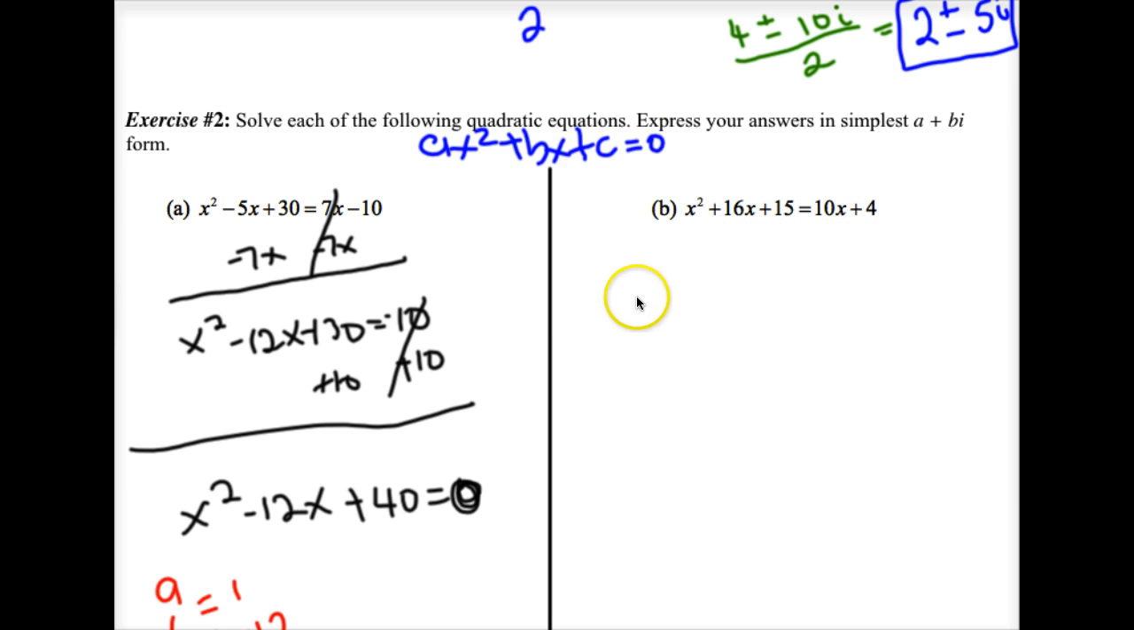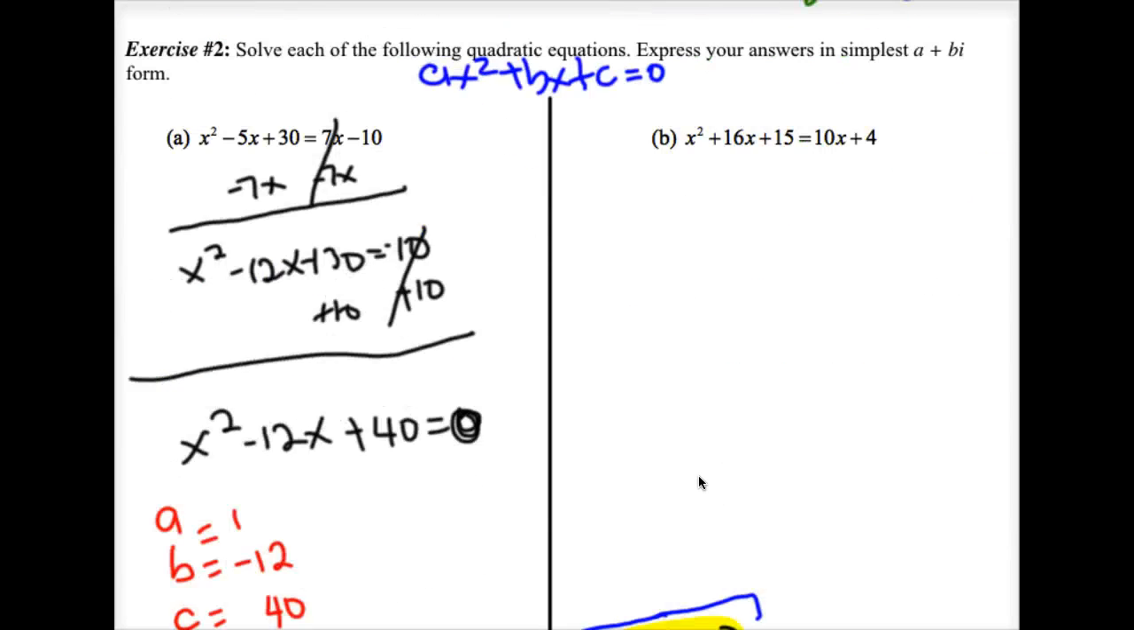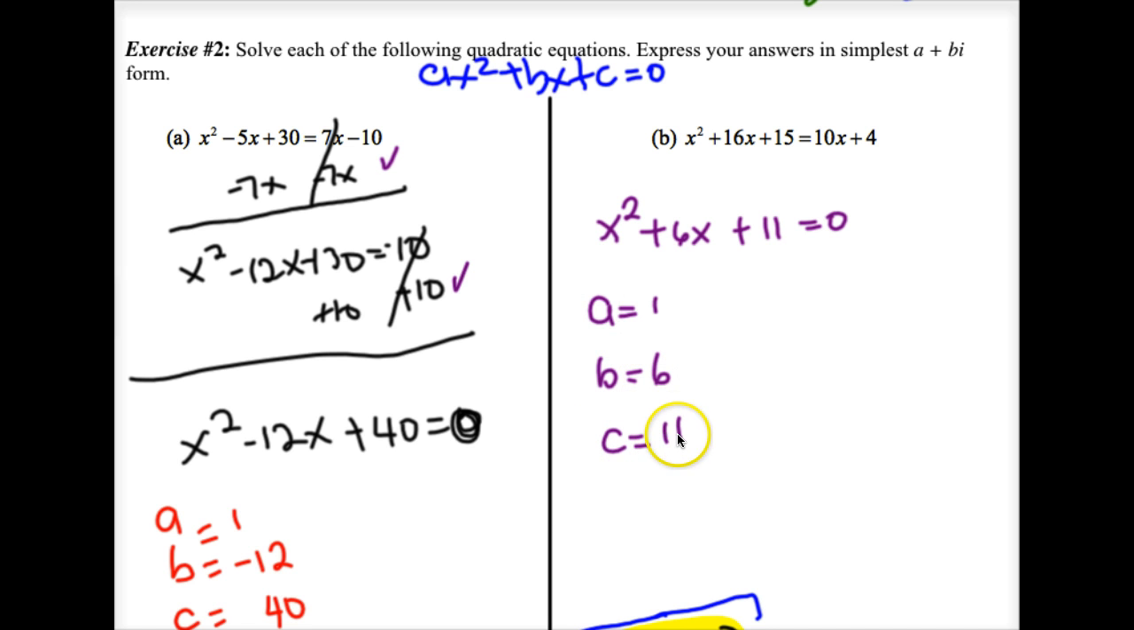So what I need to do, this becomes x squared plus 6x plus 11 equals 0. Minus 10 on both sides and then minus 4. You guys can do that silly step on your own. You can do it in your head. You're juniors, you're in Algebra 2, you got this. I don't need to work these steps. I did it over here. Now you're going to do it on your own. A is equal to 1, B is equal to 6, C is equal to 11.